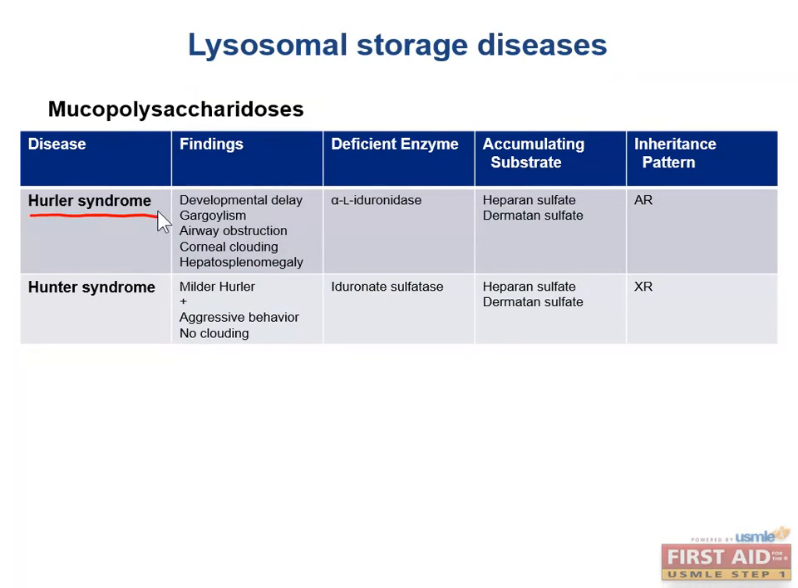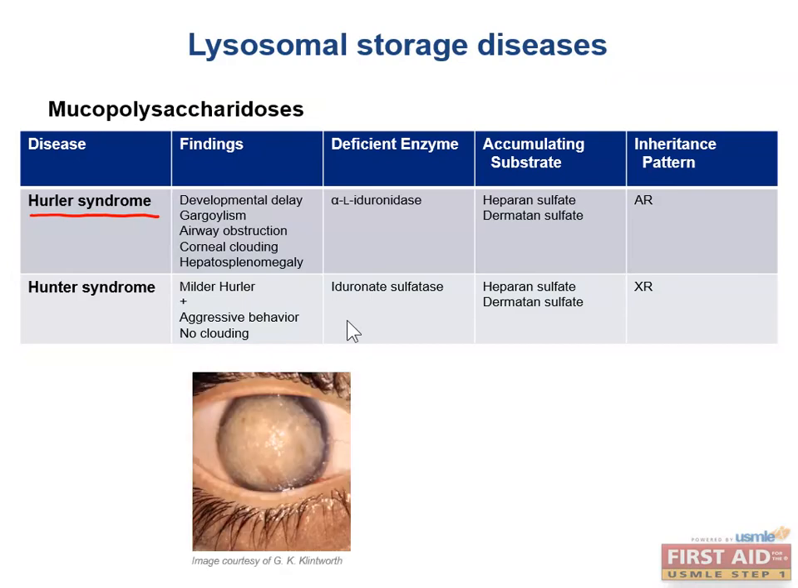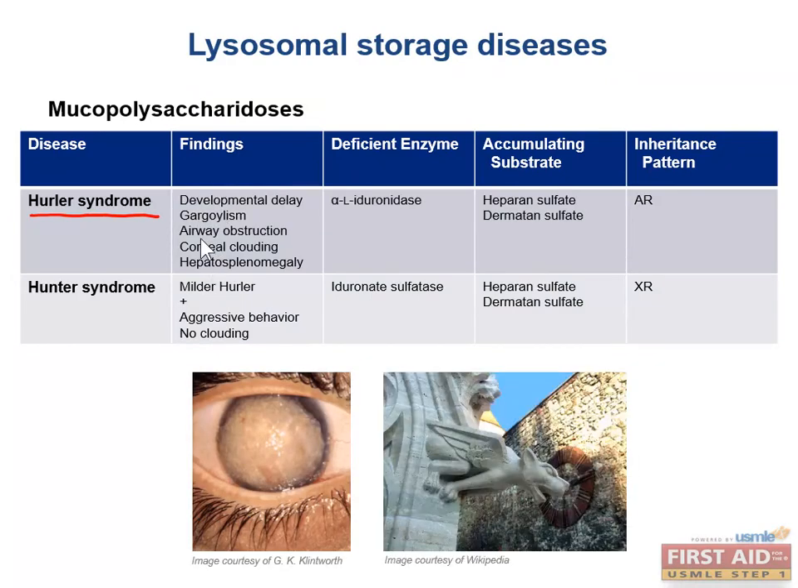Symptoms are going to include corneal clouding. As you can see here, they may also have gargoylism, so kind of like a gargoyle on a church, which is joint and movement restriction, and then also hepatosplenomegaly.